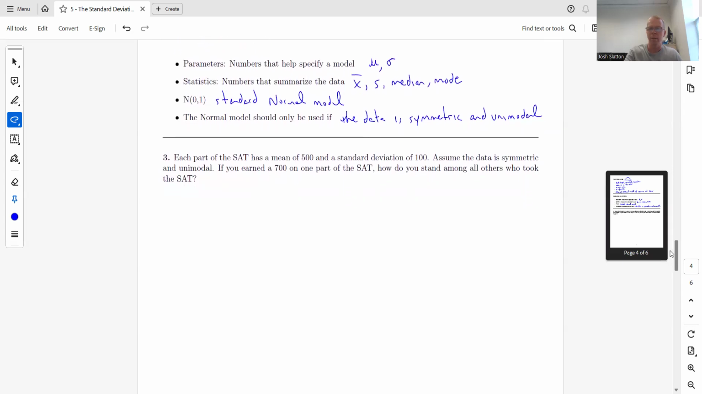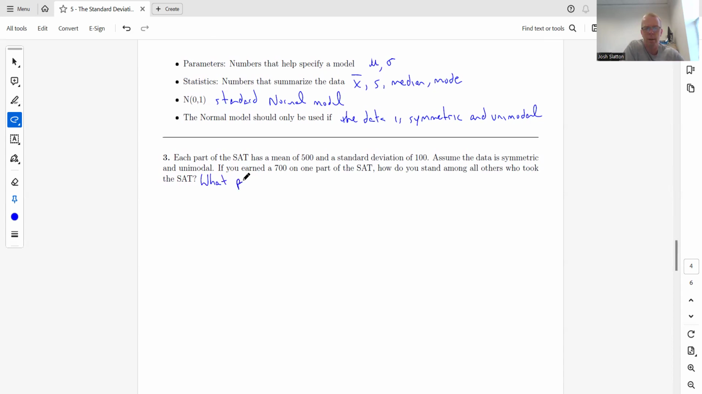All right, so let's look at an example. Each part of the SAT has a mean of 500, standard deviation of 100. Assuming the data is symmetric and unimodal, if you earned 700 on one part of the SAT, where do you stand among all others? So what percentile are you in? And if you remember from chapter 2, if you're in the 80th percentile, then you did better than 80% of the population.